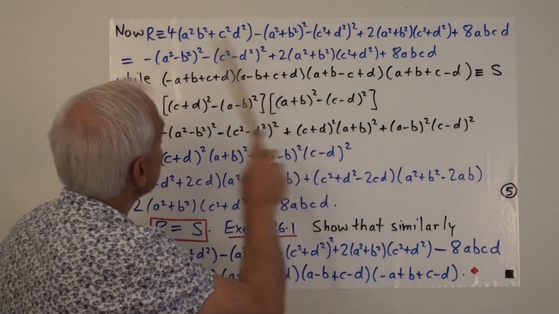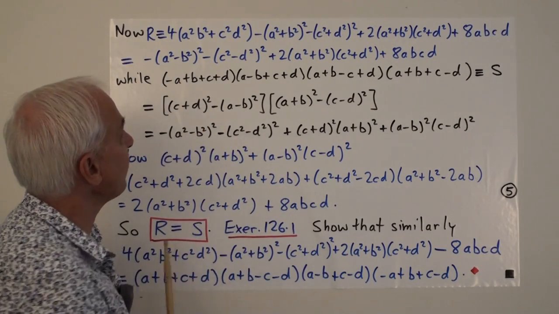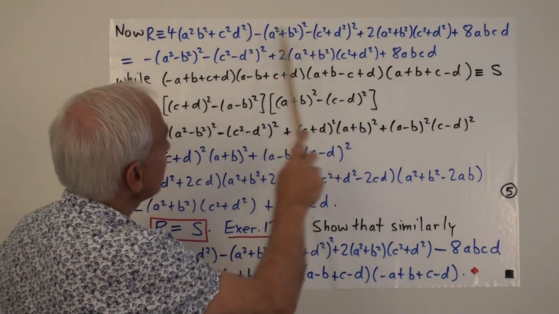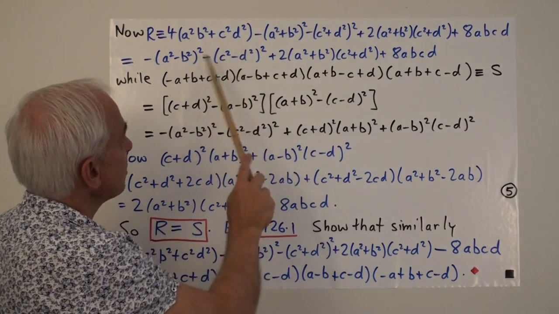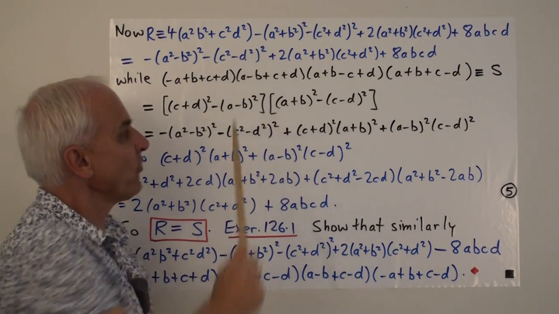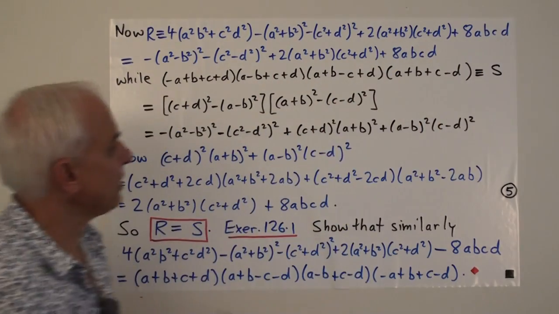So this term here, together with this 4a squared b squared, can be rewritten as minus a squared minus b squared squared. Similarly, this one here, together with 4c squared d squared, can be written this way here as minus c squared minus d squared all squared. And the other things we'll just keep as they are.